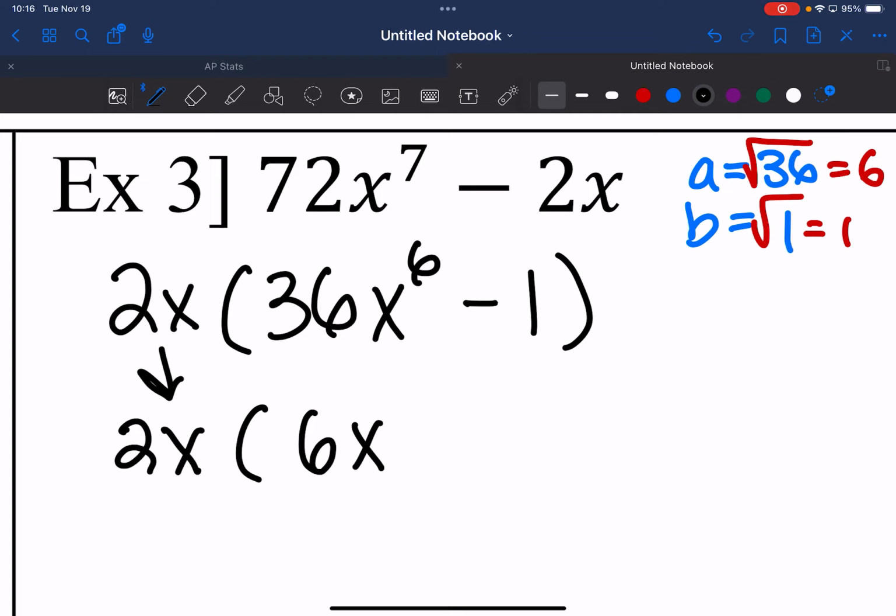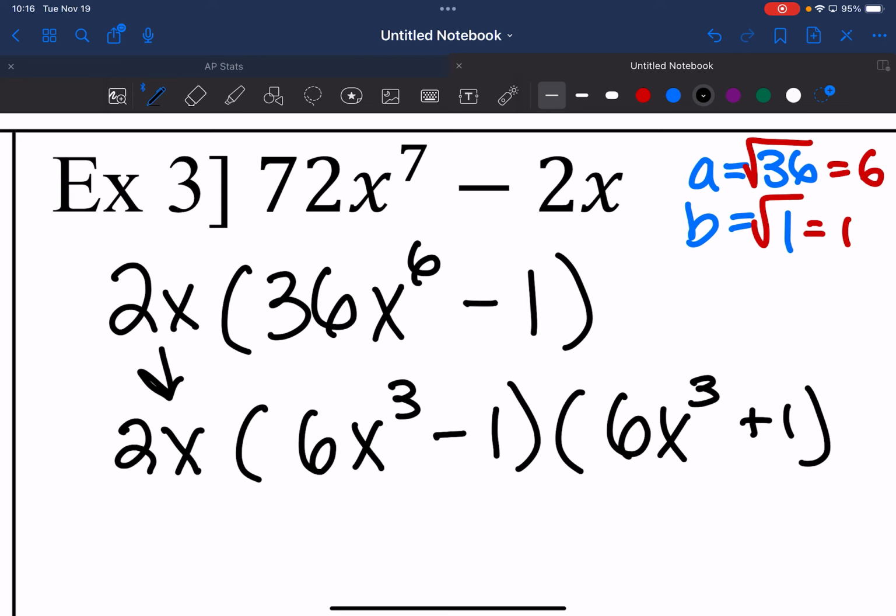6x cubed minus 1 times 6x cubed plus 1. That's my answer. Very easy. Does it get harder? For a difference of squares, no, that's as hard as it gets. Now we're going to do sum and difference of cubes.